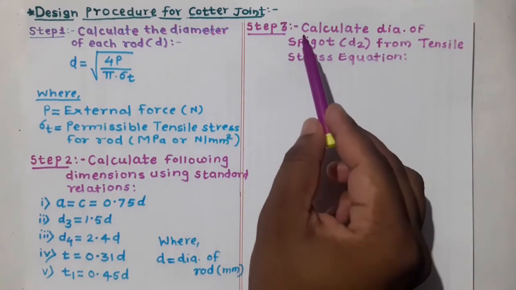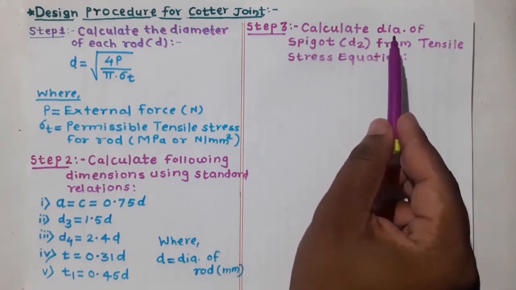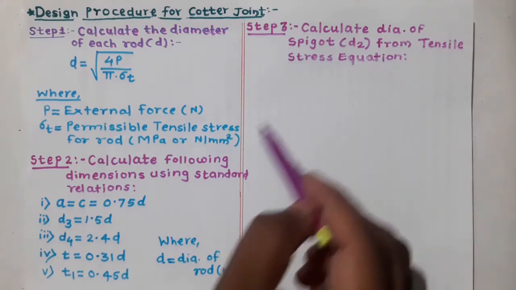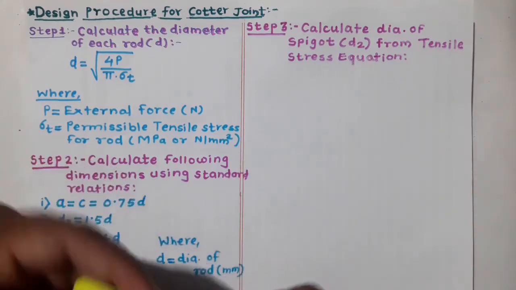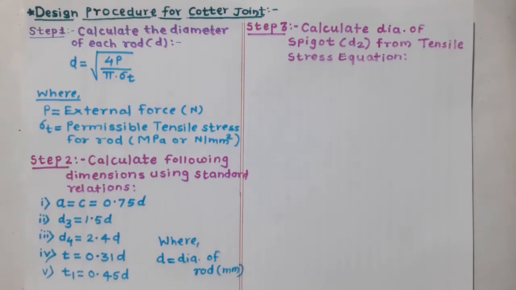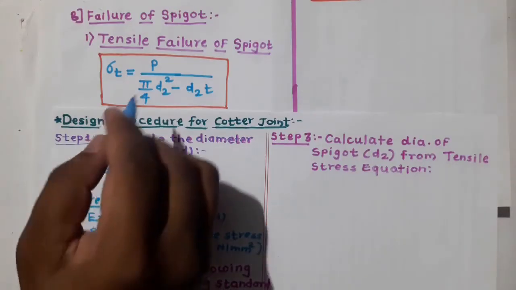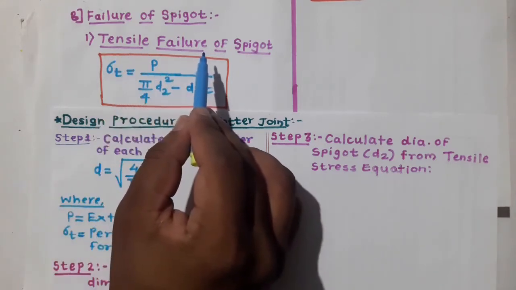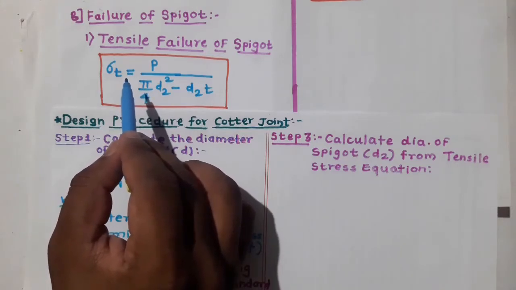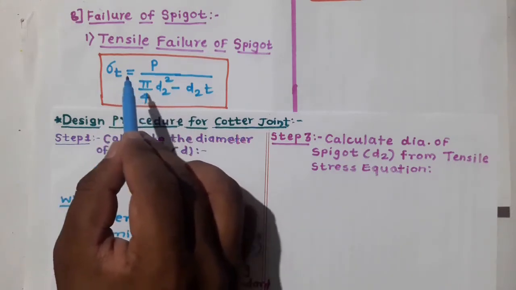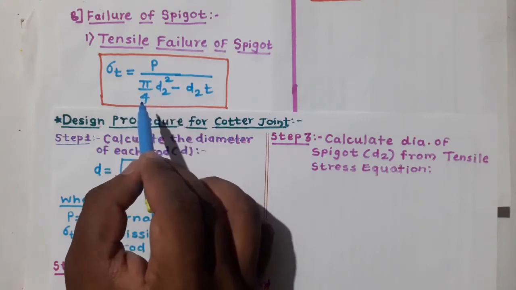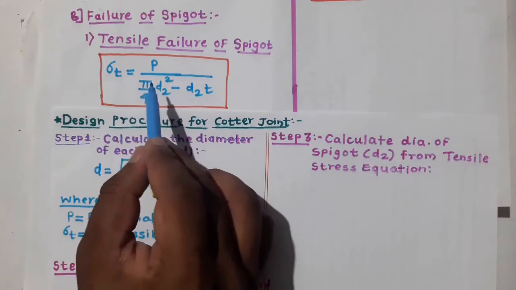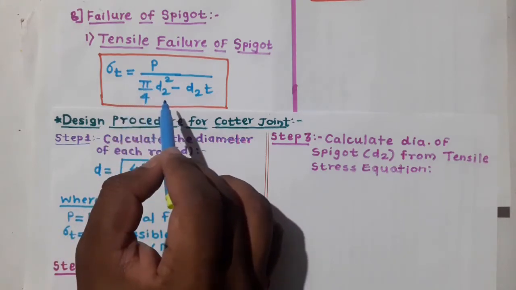Now let us consider step number 3. Calculate the diameter of spigot d2 from the tensile stress equation. This tensile stress equation we have to refer from the strength equation article that we have studied in the previous video lecture. In the strength equation article, we have studied the tensile failure of spigot. That is, we have developed the tensile stress equation in the spigot, and this is the equation: sigma t is equal to P upon pi by 4 d2 square minus d2 into t.